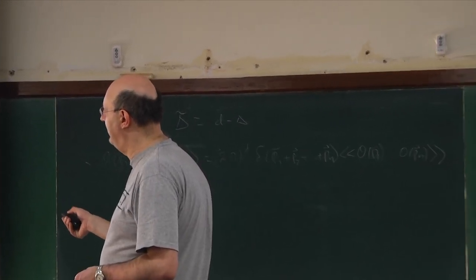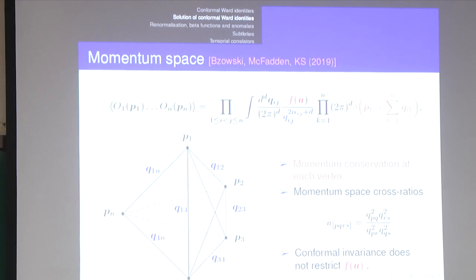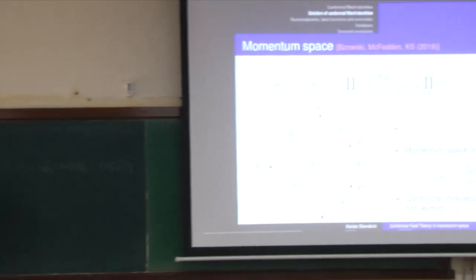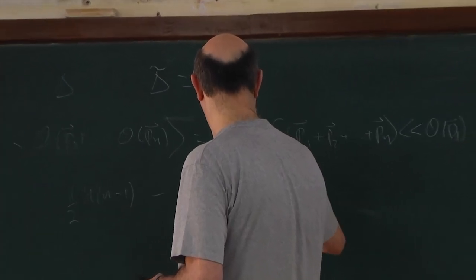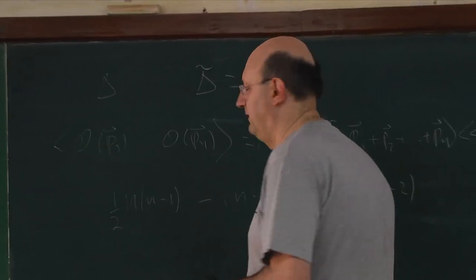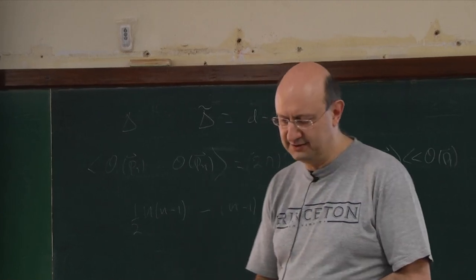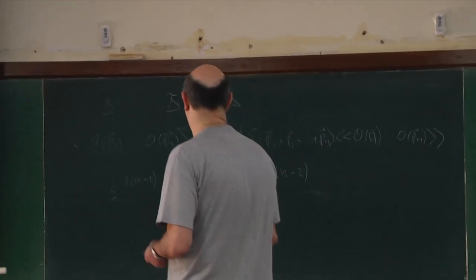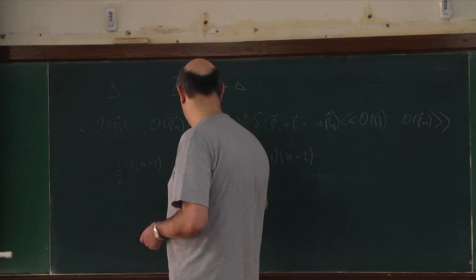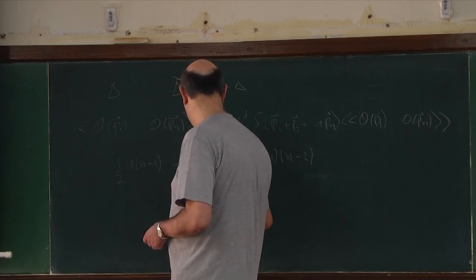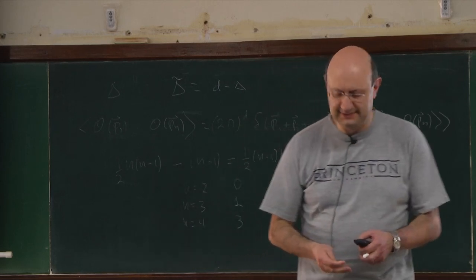And then here I have n delta functions, but one of them is going to give rise to momentum conservation. So the actual integrations that I need to do is that many. So that gives this one. So if I have n-point functions, then there are going to be this many internal integrations that we need to do. So you can see for n equals 2, we get 0, n equals 3, 1, n equals 4, 3, and so on. And I'm going to go through these cases in a bit more detail.